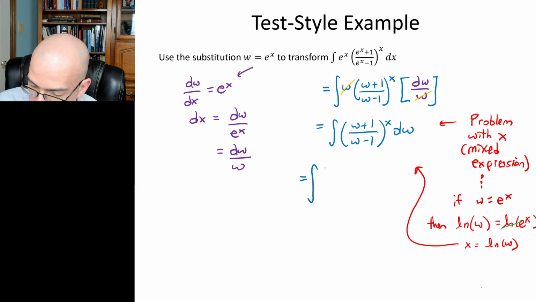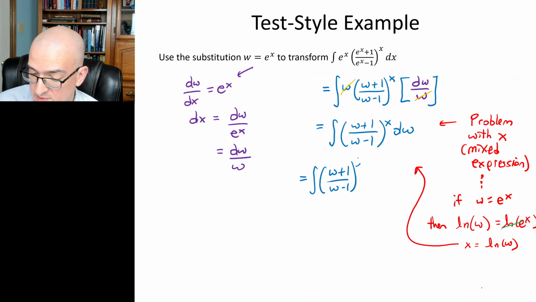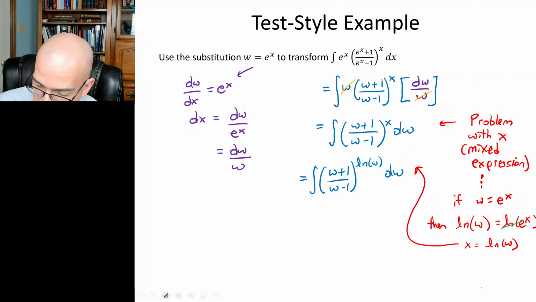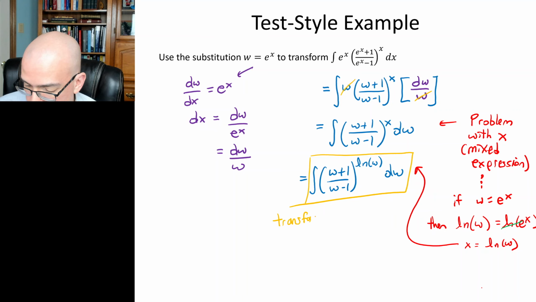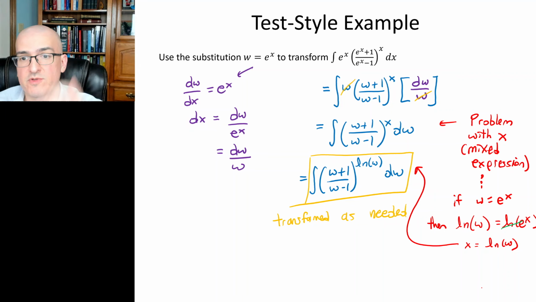So we have the integral of w plus 1. Well, the bracket's a big bracket, so I'm going to be careful. Integral of big bracket w plus 1 over w minus 1, and instead of power x, it's power ln w. There you have it. Now it's been transformed into just the new variable. Transformed as required. It's entirely in terms of w with no x's. Is it better? No, but the first one was horrible. This is just a nightmarish type of antiderivative.